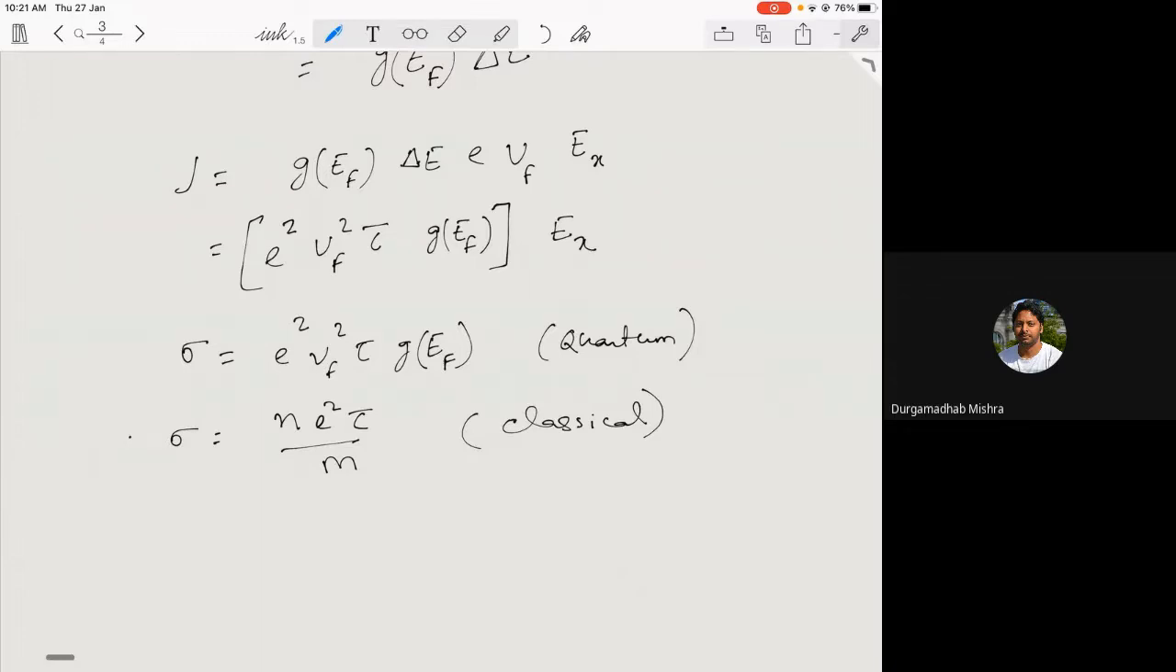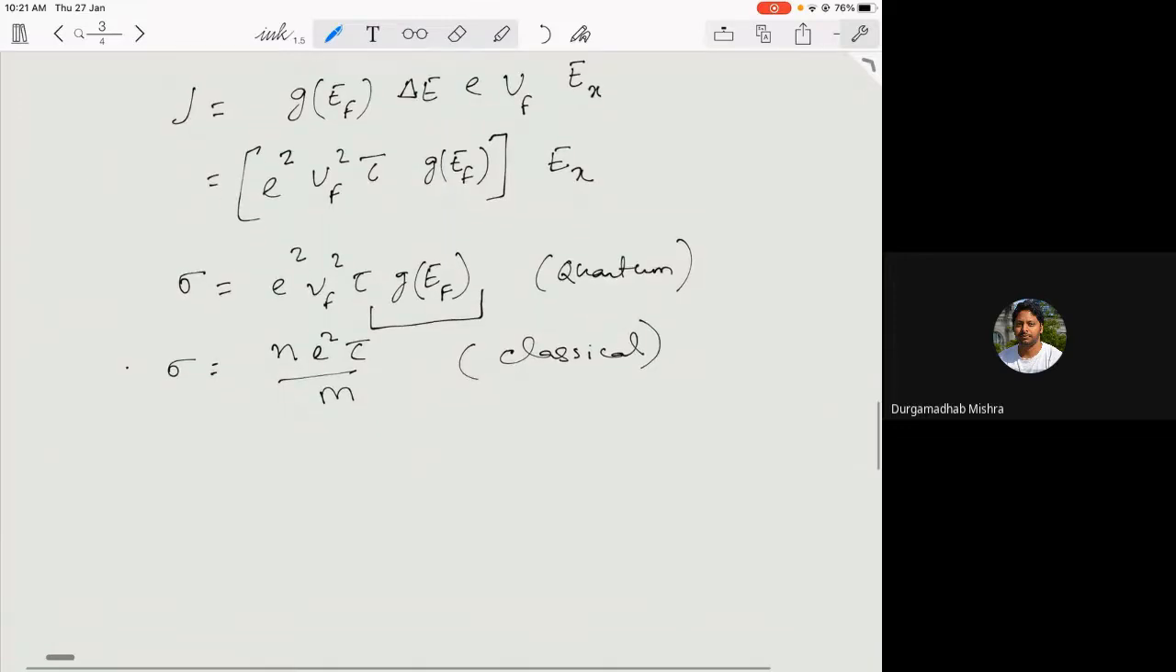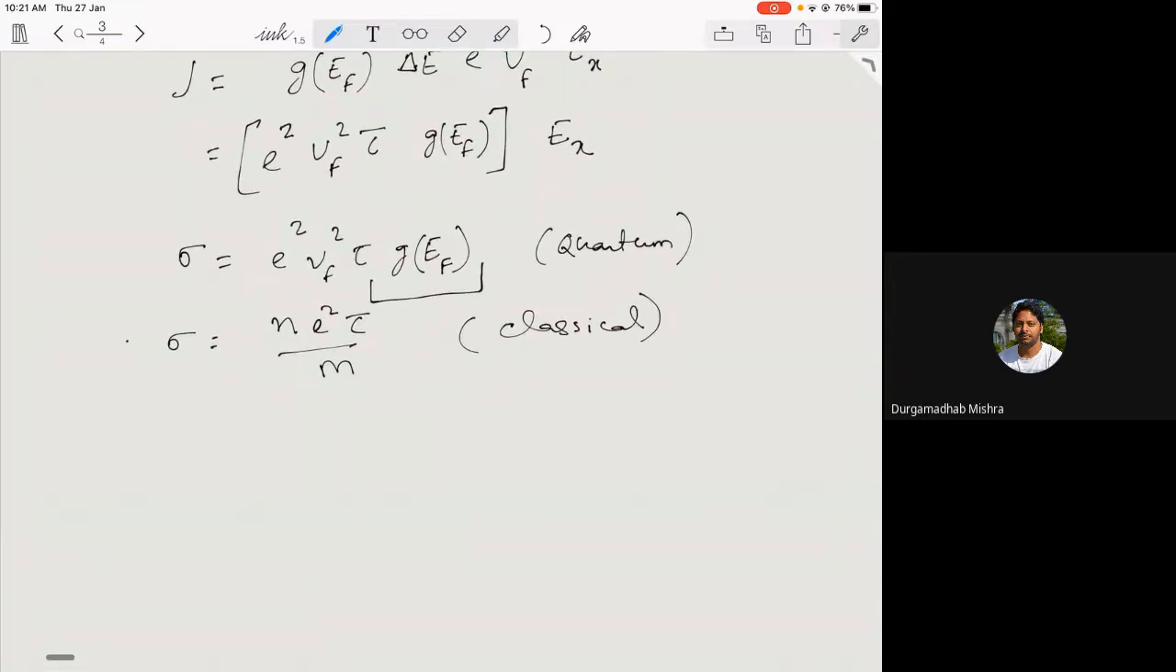Only one extra term, what you have here, this density of states at Fermi level, G E F. Okay, so this is your extra term that comes due to assuming that your particles behave like a quantum mechanical particle, this density of states, a concept which doesn't exist in classical physics.